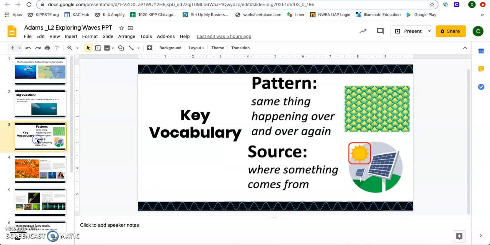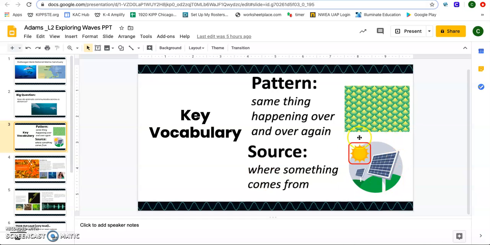To help us with that research, we have some vocabulary words today. We have 2 vocabulary words: pattern and source. What does pattern mean? Pattern means the same thing happening over and over again. What does source mean? Source means where something comes from.